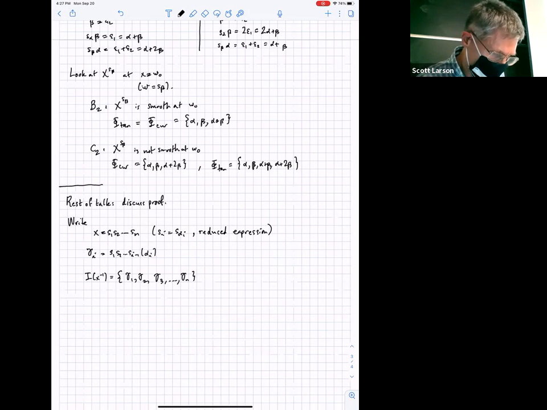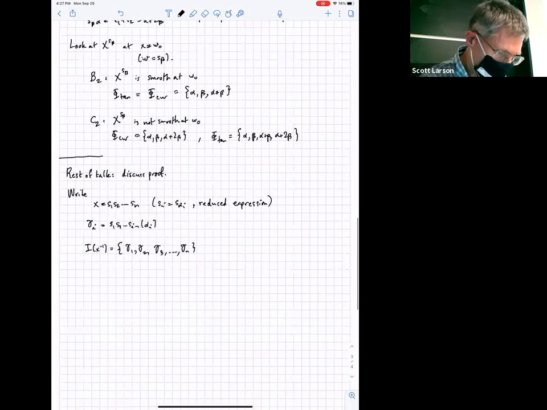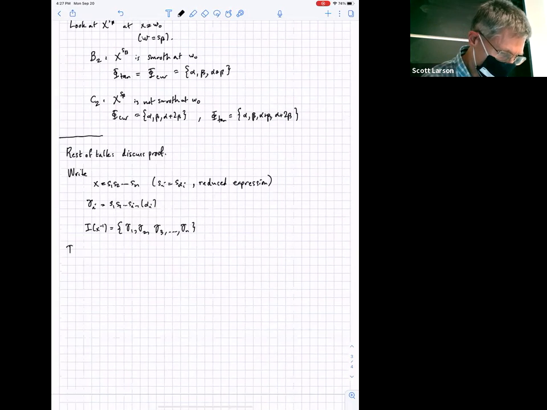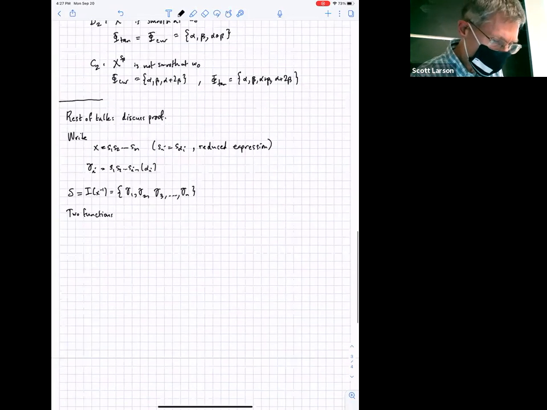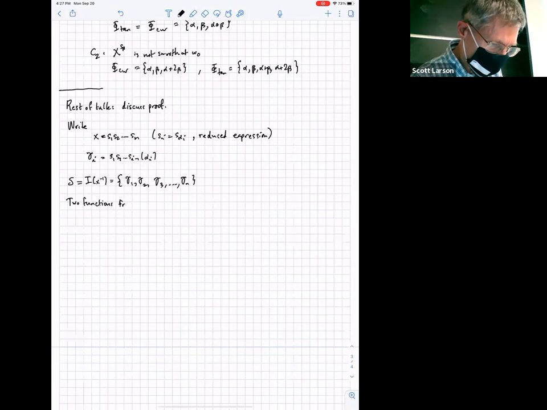So what I want to think of now is there being two functions. To simplify my notation, I'm just going to call this S for the moment. I know S is often used for simple reflections, but S is going to be this inversion set of x inverse for the rest of this talk. So I want to consider two functions from S to the Weyl group.